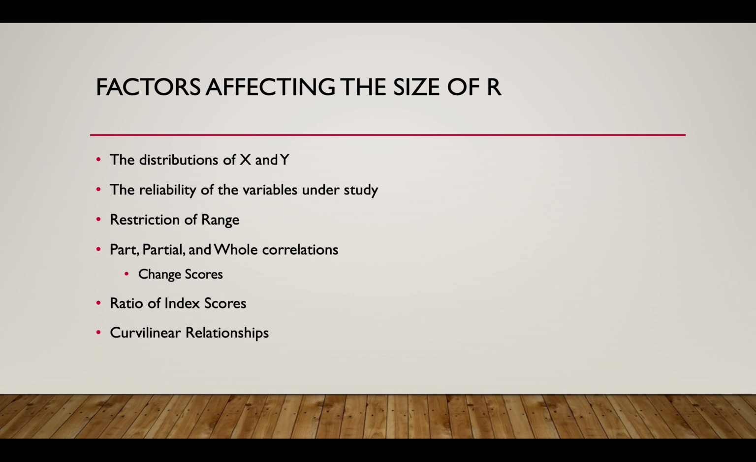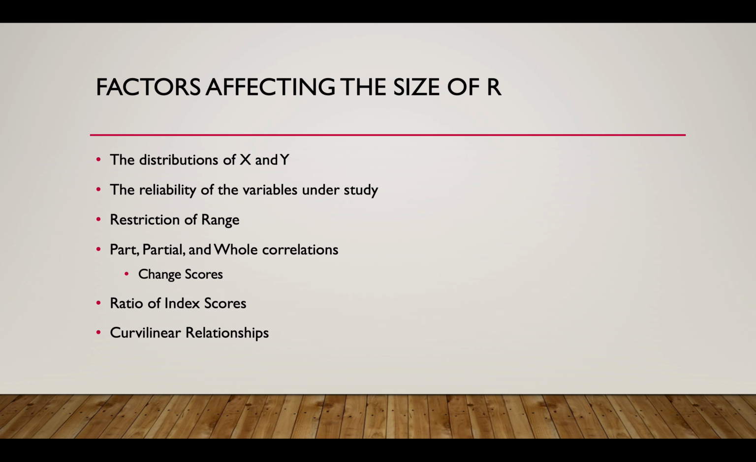Another thing that affects the size of R are part, partial, and whole correlations. We're going to talk a little bit about this in this week's class, and much more about it in next week's class when we start talking about multiple regression. These are instances in which we have a number of predictors and there is variance within those predictors that accounts for variance in each other rather than in Y.